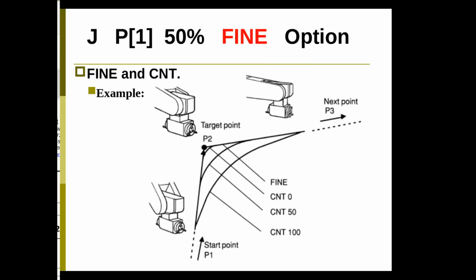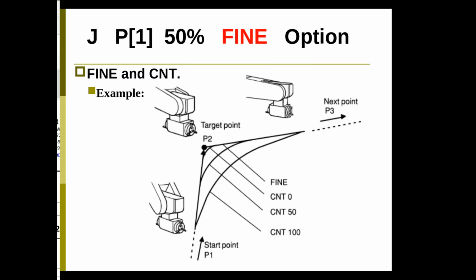However, continuous means that we're not going to stop at that point. And so you can see here, you can do a continuous 100, continuous 50, continuous 0, and you actually can pick any number between 0 and 100 for continuous. But what the continuous says is we want to kind of get to point 2, but we don't care if we actually touch point 2. And so if we're at continuous 100, we're basically saying, hey, our real goal is to get to point 3 or beyond.